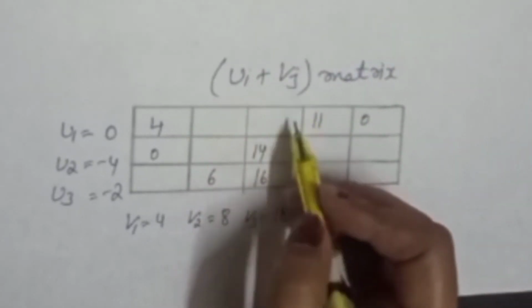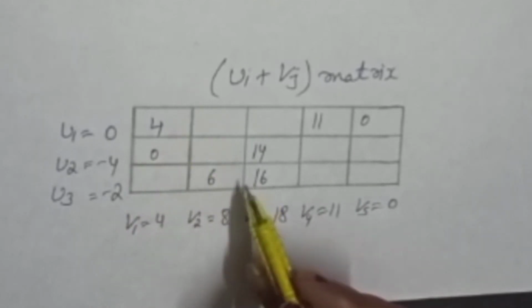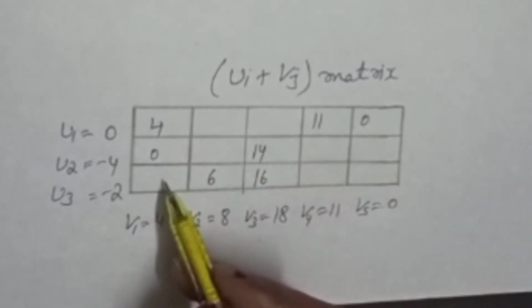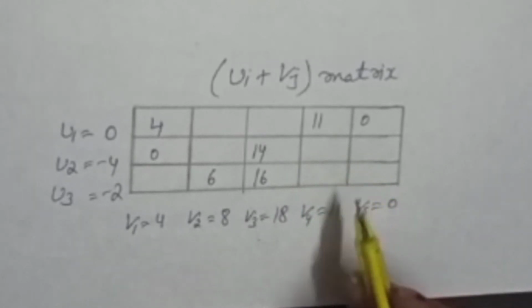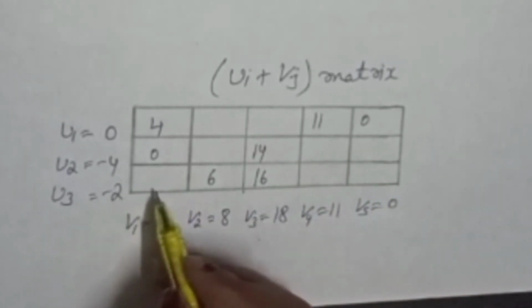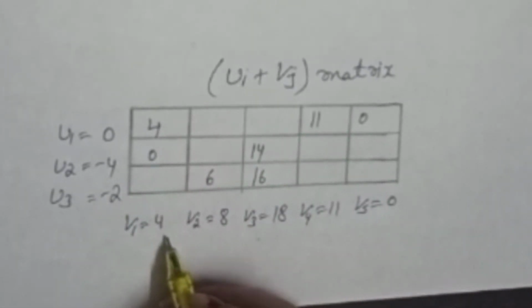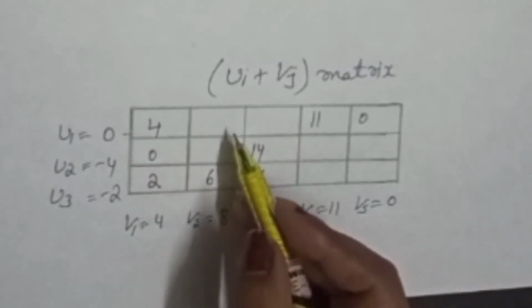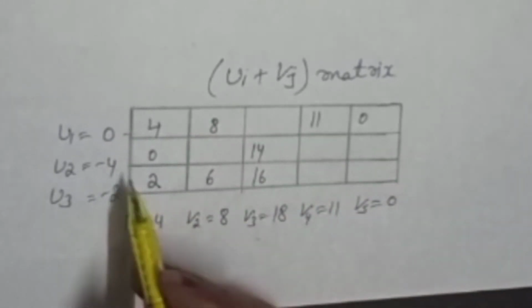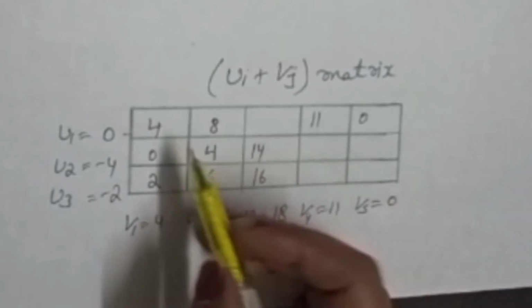So we can make the matrix of ui plus vj matrix. We have values in the allocated cells, and these blank cells are our unallocated cells. We will write here u3 plus v1 is equal to this cell value. So we will write minus 2 plus 4 is equal to plus 2. 0 plus 8 is equal to 8. Minus 4 plus 8 is equal to 4.